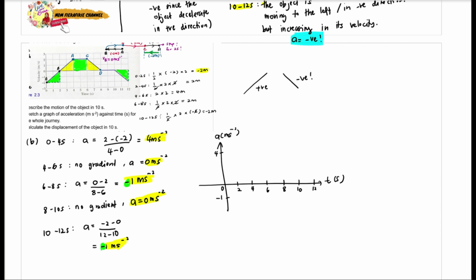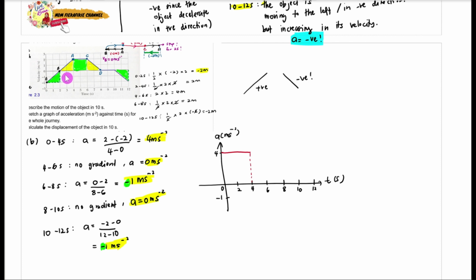It is 4 meter per second squared. So dia akan jadi macam ni lah. Constant acceleration from 0 to 4 seconds. Betul tak constant acceleration? Yes, you can see here from 0 to 4 seconds, the gradient of the graph is constant. Okay, it is constant means that the acceleration is constant.